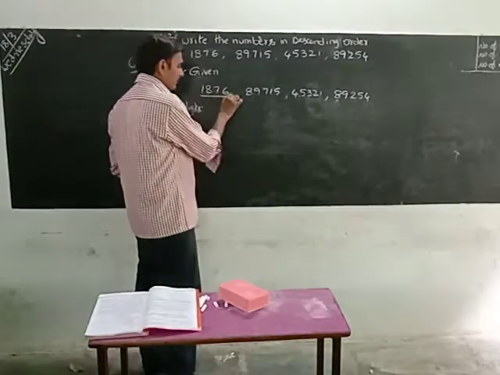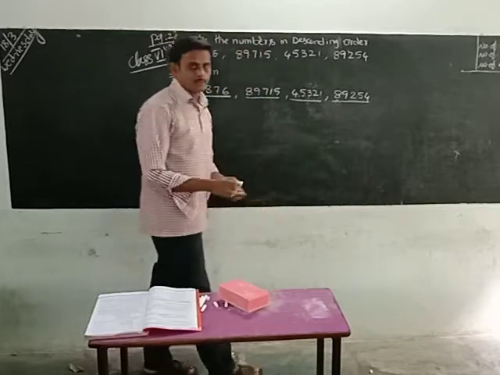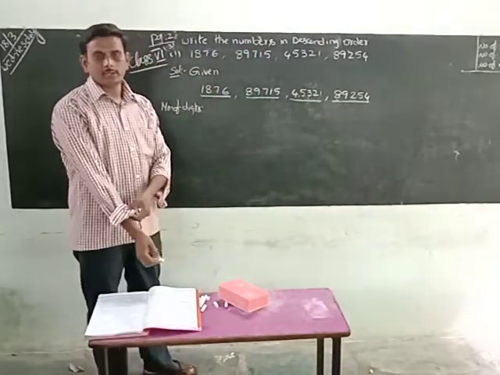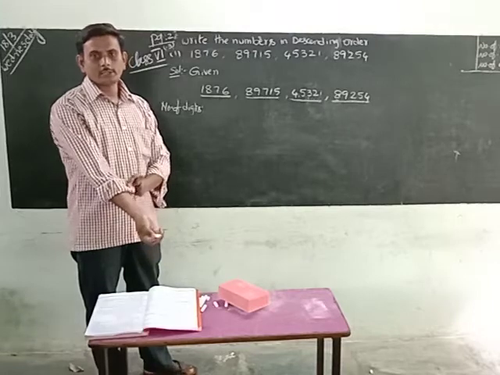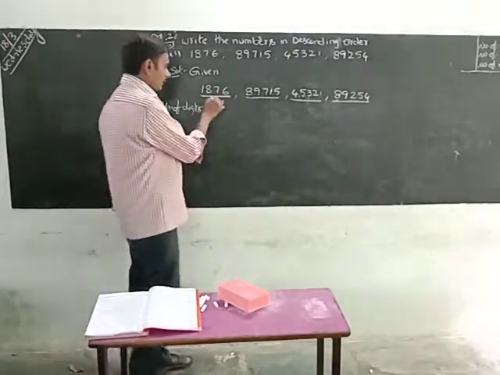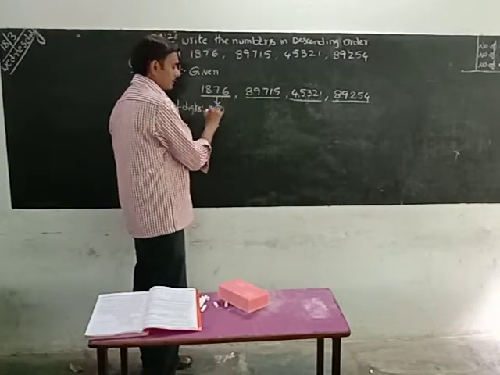Okay, how many numbers are given? 1, 2, 3, 4. 4 numbers are given. In those 4 numbers, first identify how many digits each number has. Okay, how many digits does this number have? 1, 2, 3, 4. We have 4 digits.